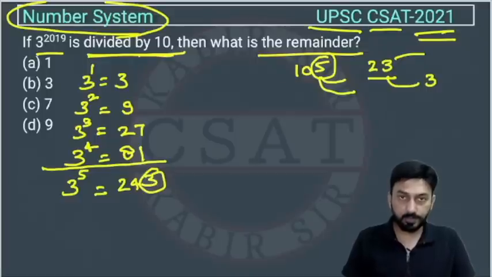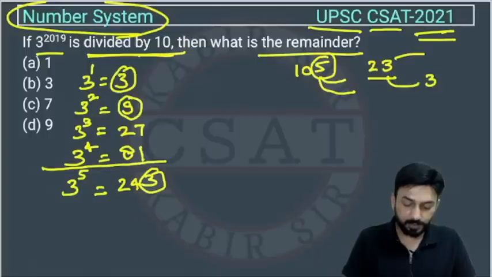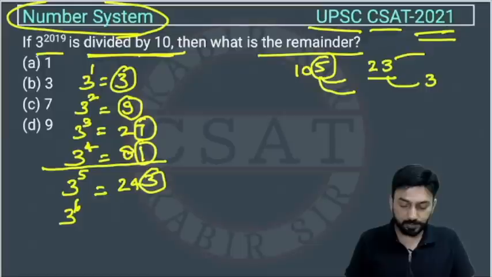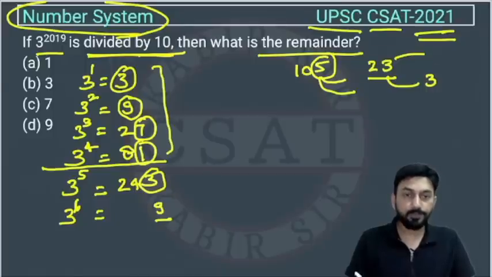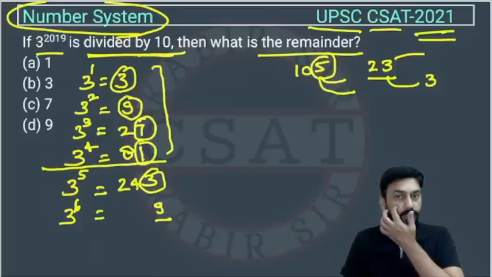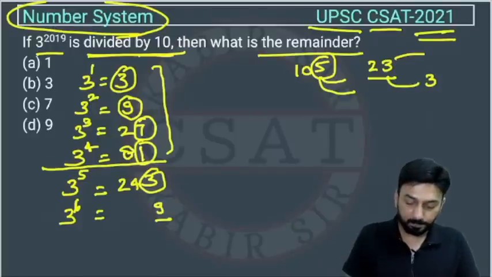Right. So now after power 4 the unit digit will get repeated. Right. Because we are having unit digit 3, here unit digit 9, then 7, then 1. Right. Now if you go for 3 to the power 6 then the unit digit will be 9 here. Right. So after power 4 the unit digit will get repeated.